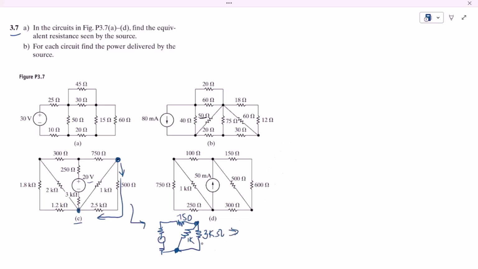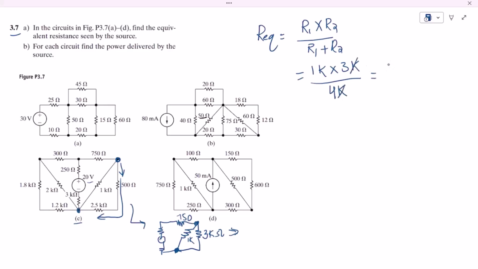Finding the equivalent of them, R equivalent will be R1 multiplied by R2 divided by R1 plus R2, taking one of them as R1 and the other as R2. So R1 is 1 kilo multiplied by 3 kilo divided by 1 kilo plus 3 kilo, which is 4 kilo ohm. These will cancel out and it will be 3 by 4 kilo ohm. So this is the R equivalent one.